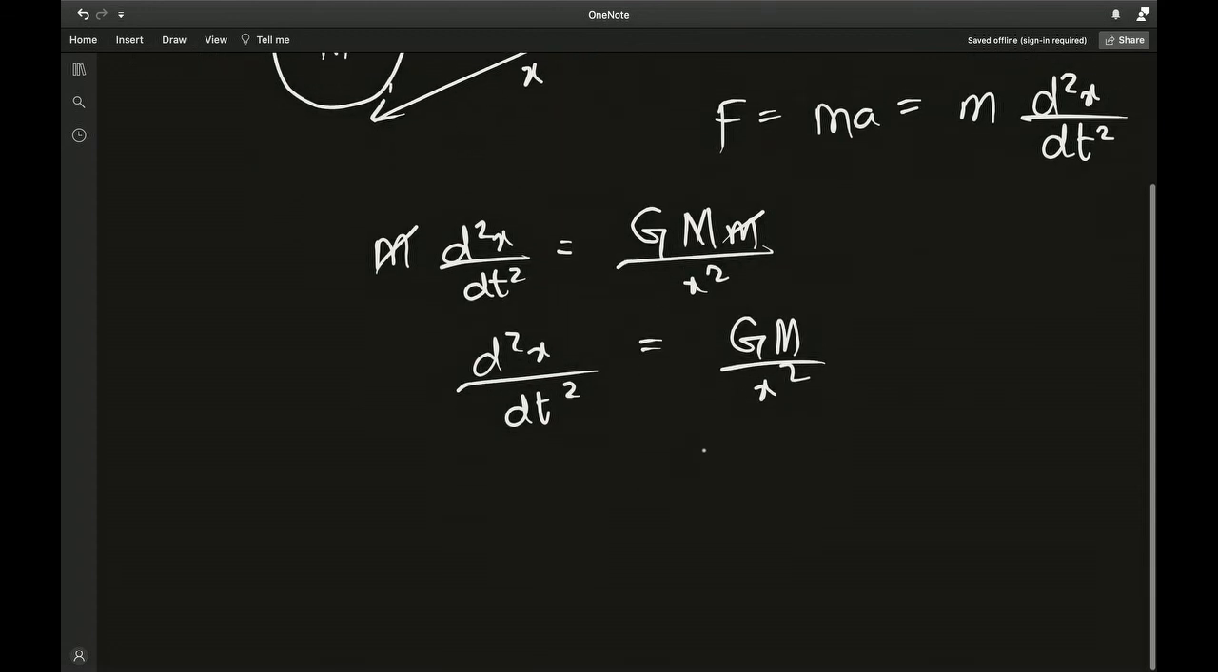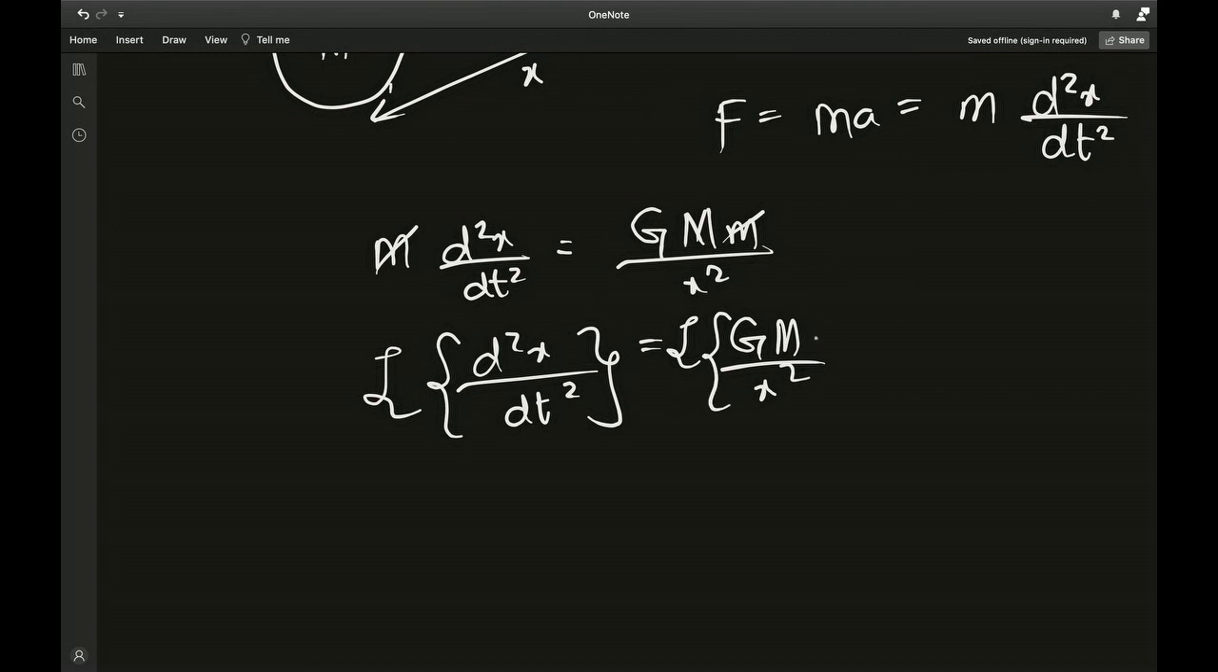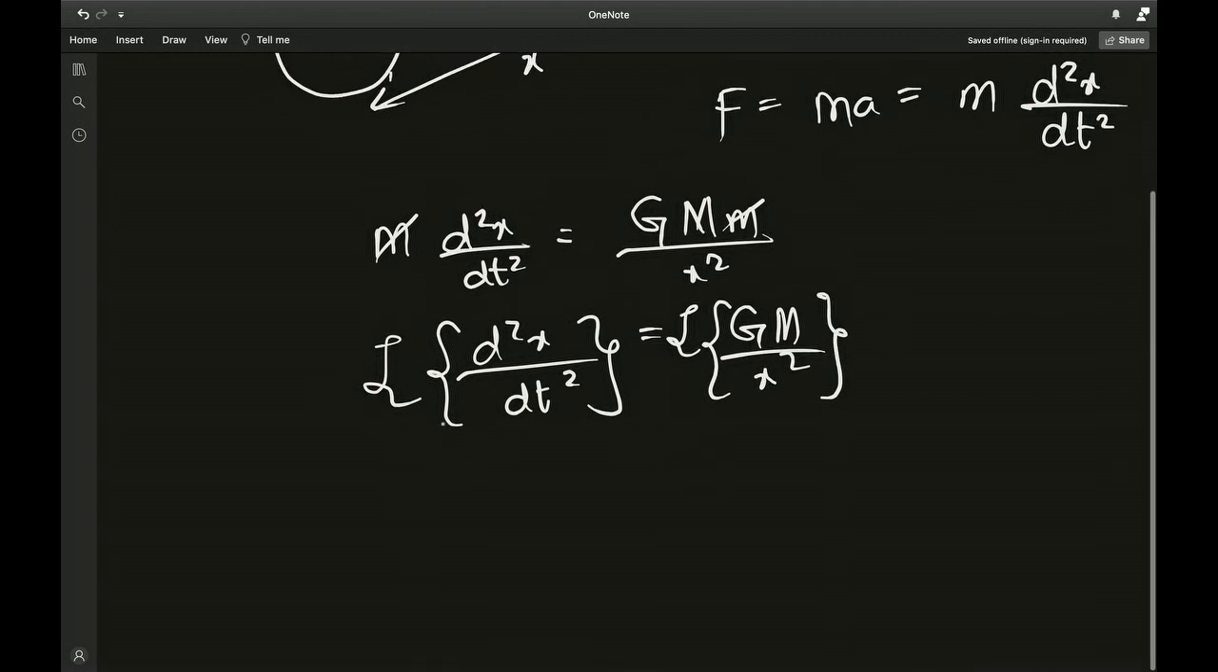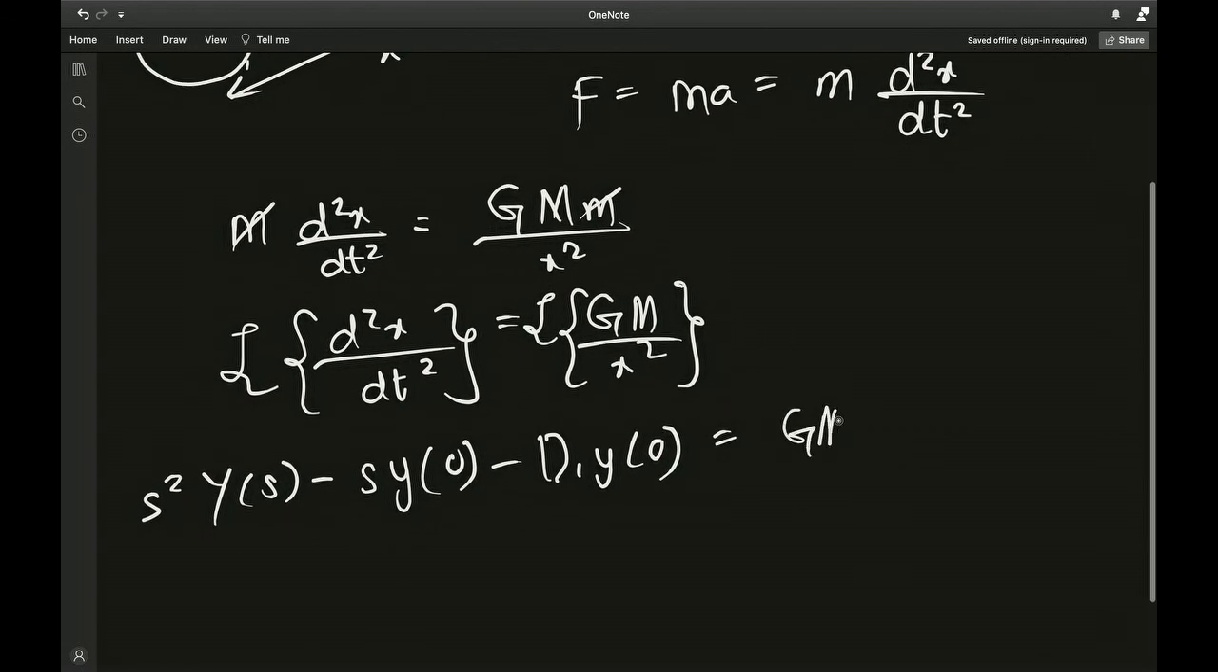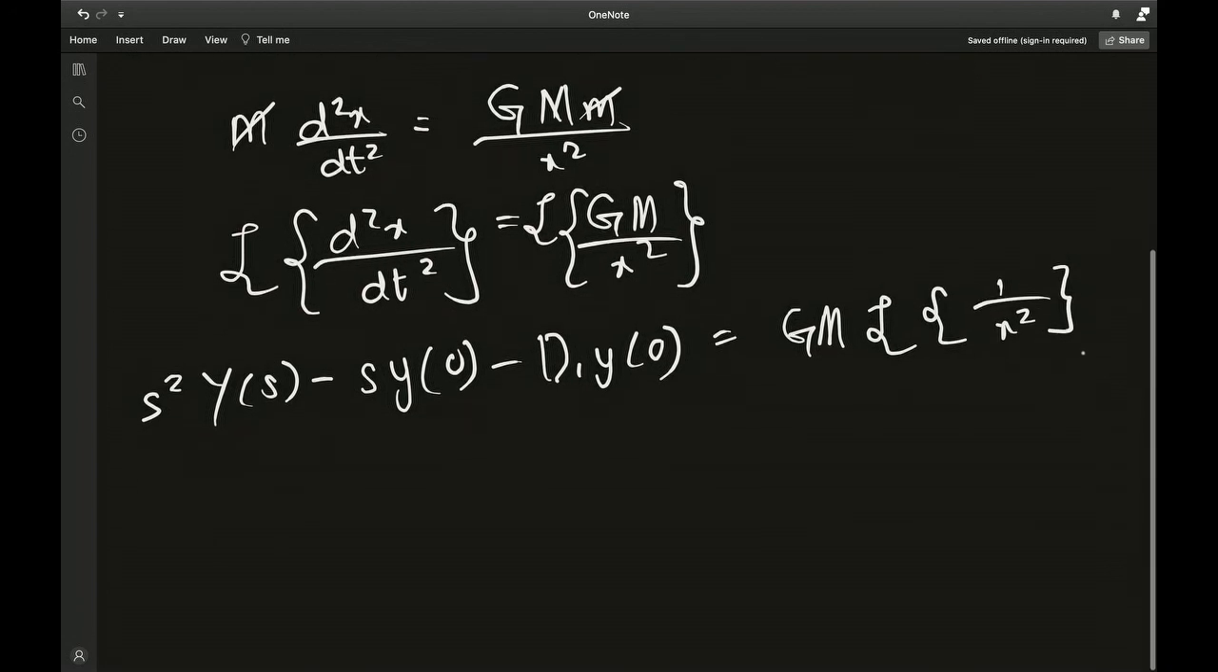Now since this is a second order differential equation, you may be tempted to take the Laplace transform on both sides. If we do that, the left hand side will be pretty standard, s squared Y of s minus s times y of 0 minus first derivative of y at 0 is equal to GM, which is a constant, times the Laplace of 1 over x squared, or x to the negative 2 power.